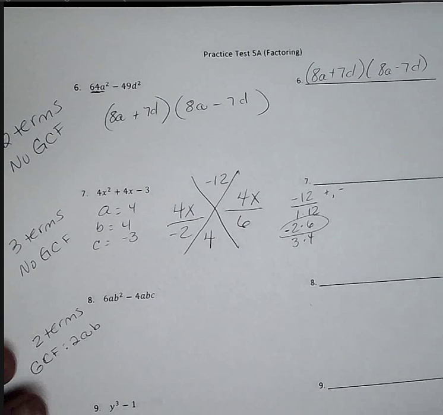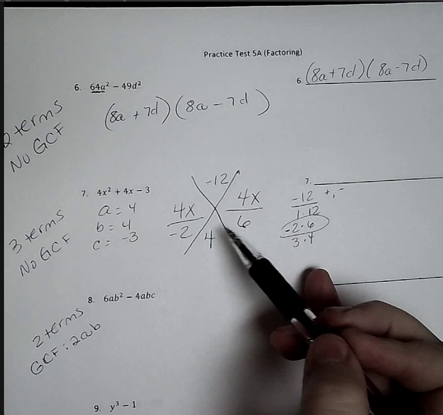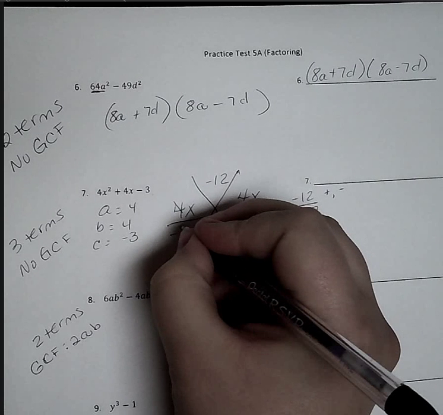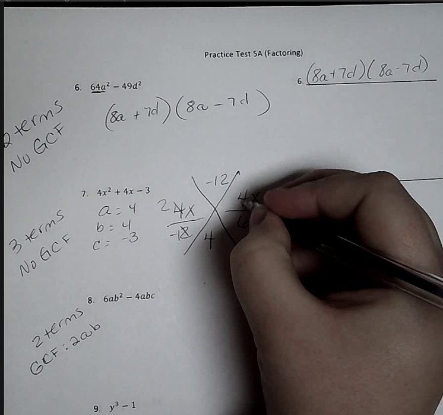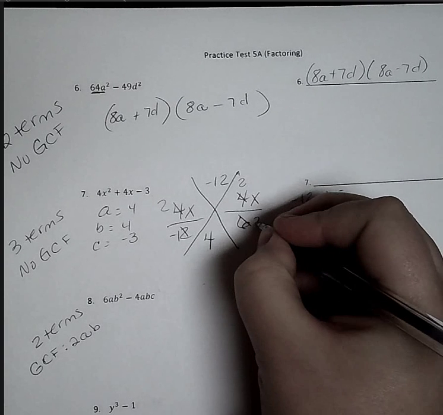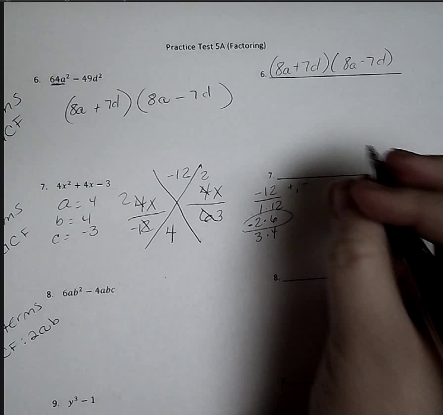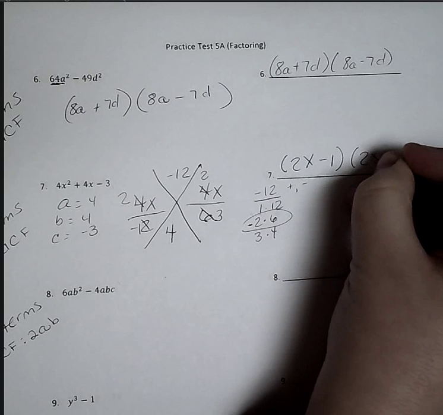So let's check and see if we're doing it correctly. Negative 2 times 6 is negative 12. Negative 2 plus 6 is 4. So we did it right. So before we can write our answer, remember you have to simplify your fractions first. So this 4 and negative 2 simplifies to be a 2 and negative 1. This 4 and 6 simplify to be a 2 and 3. So our answer here is going to be 2x minus 1 and then 2x plus 3.